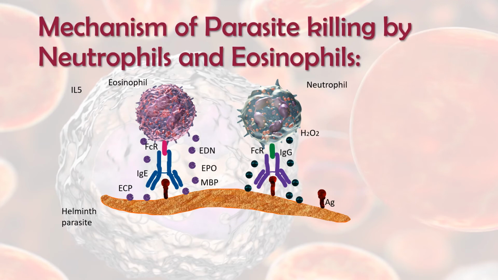Now, the mechanism of parasite killing by neutrophils and eosinophils. As I just told you, interleukin 5 is responsible for the differentiation and growth of eosinophils. So, this structure is an eosinophil and this is our neutrophil. Their work is quite similar, so I am telling you in a single slide how these neutrophils and eosinophils work together for killing of helminth parasites. So this is a helminth parasite which has antigens shown in red. These are antigens on its surface.